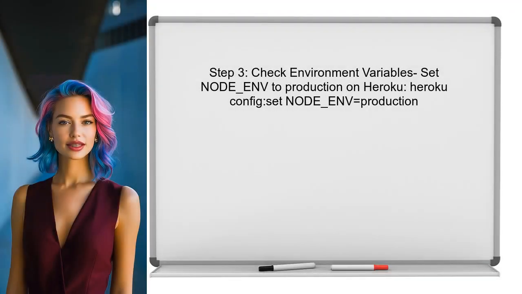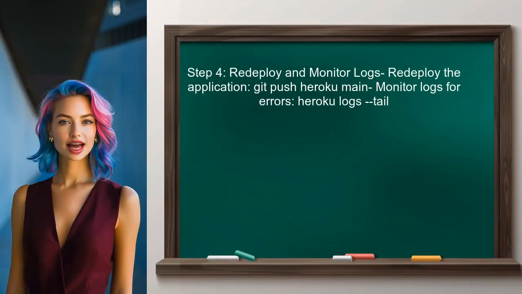After confirming the scripts, the user should check the environment variables on Heroku. They need to ensure that the NODE_ENV variable is set to production. Finally, the user should deploy the application again and monitor the logs for any errors. This can be done using the Heroku CLI.